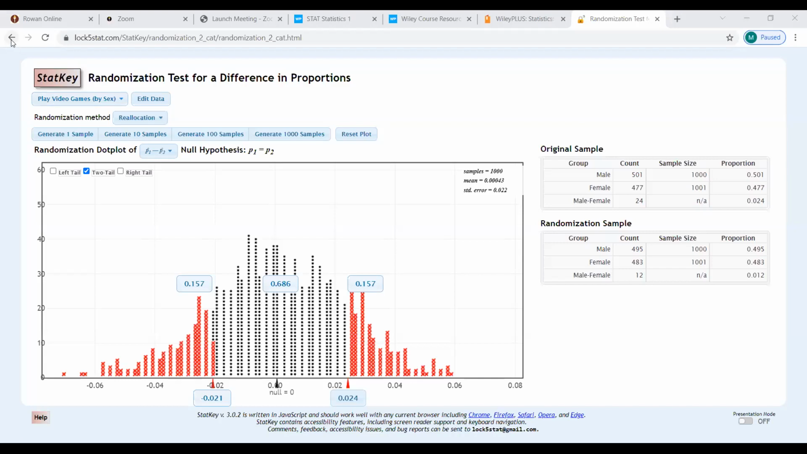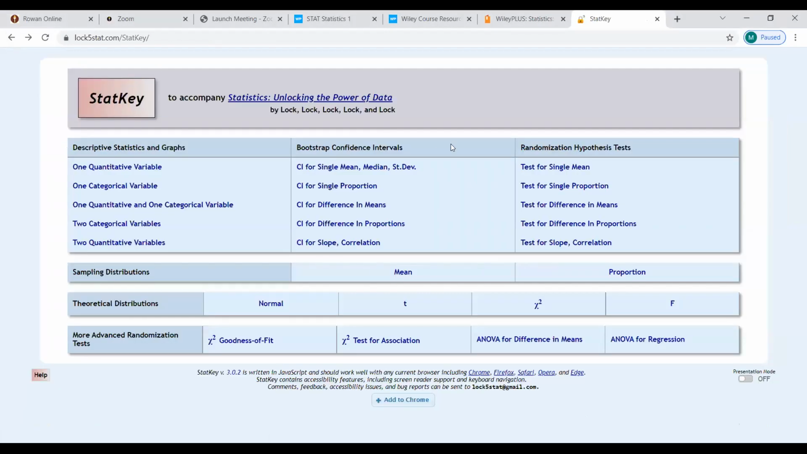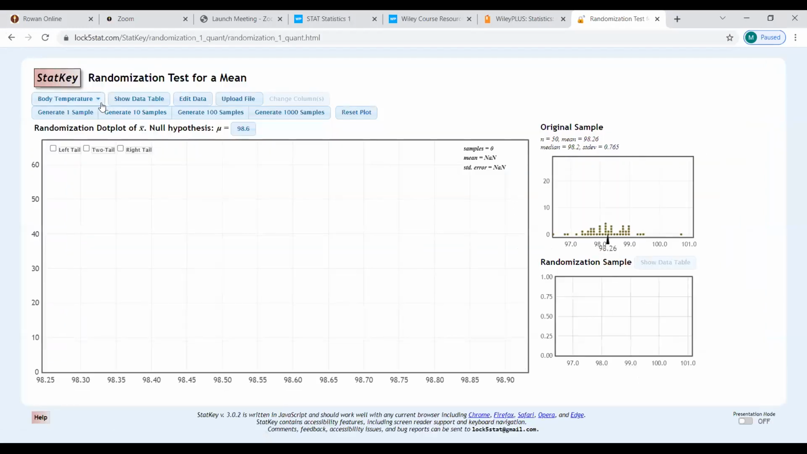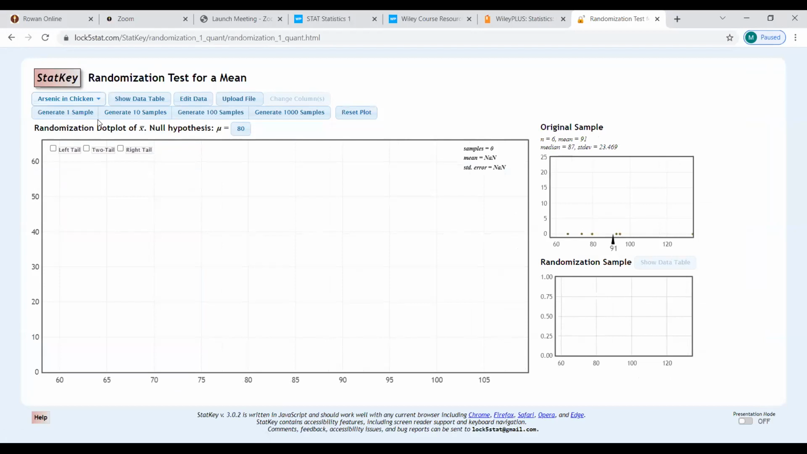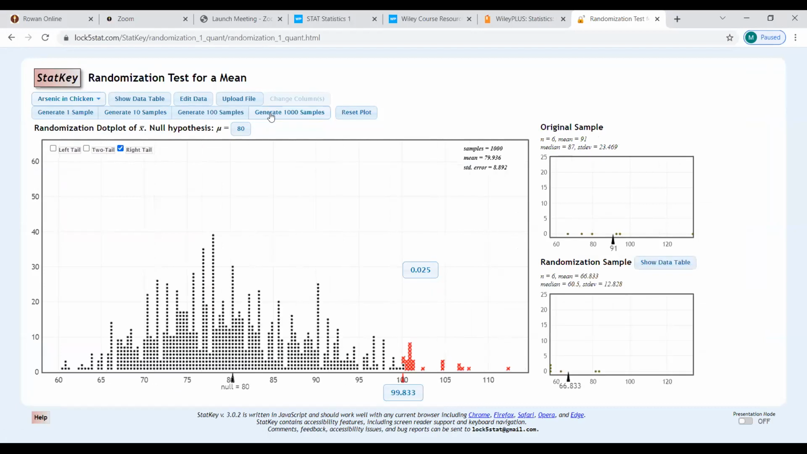All right, we'll go back. And this is a test for a single mean. And we want to look for arsenic. All right, and it's the second choice right here. Notice that the null hypothesis states that mu is equal to 80, which is fine, right? Now, the alternative hypothesis says that mu is greater than 80. Therefore, we're going to do a right tail test, and we'll just generate 1,000 of these samples.